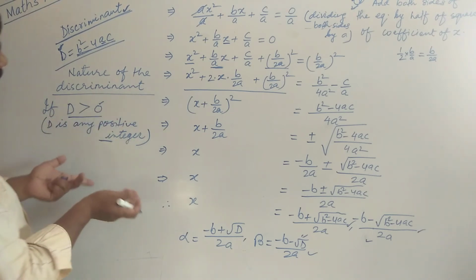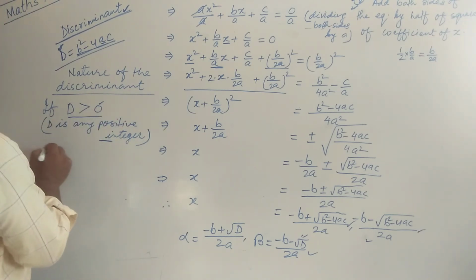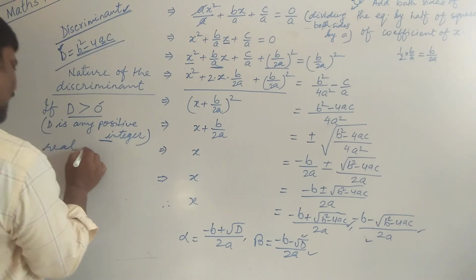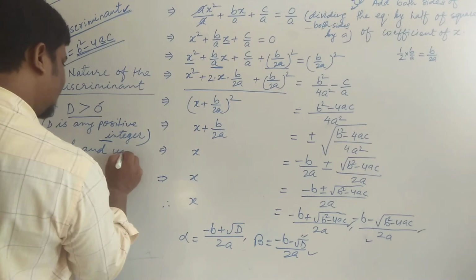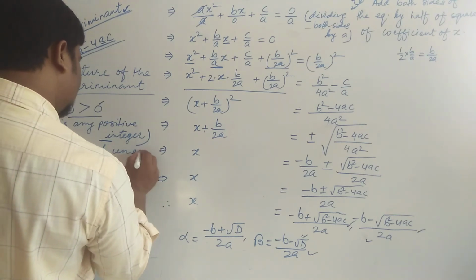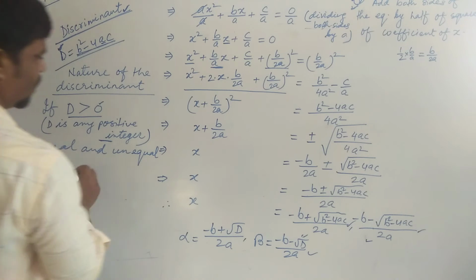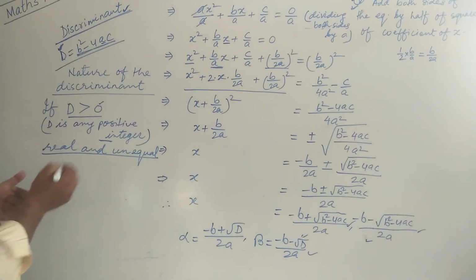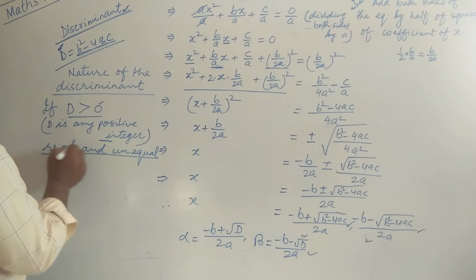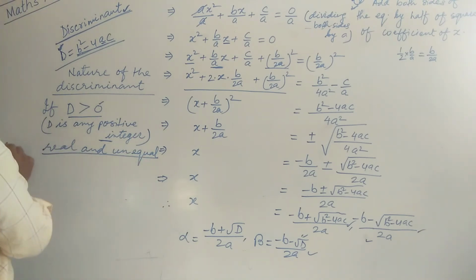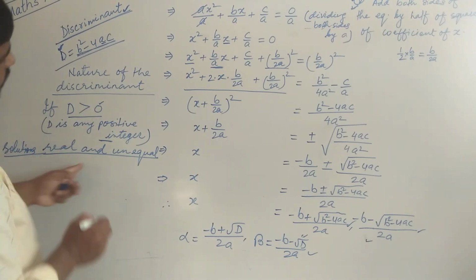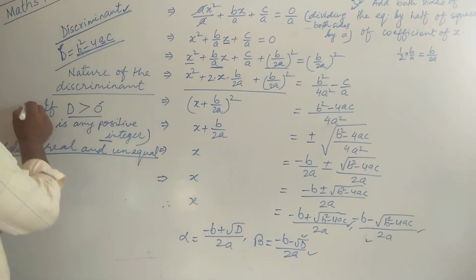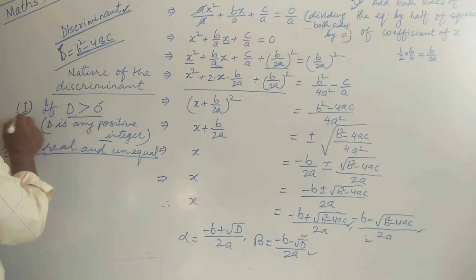So if D is greater than 0, then you know what will be? The solutions will be real and unequal. Solution means value of x. Solutions will be real and unequal. This is the first condition, first nature.